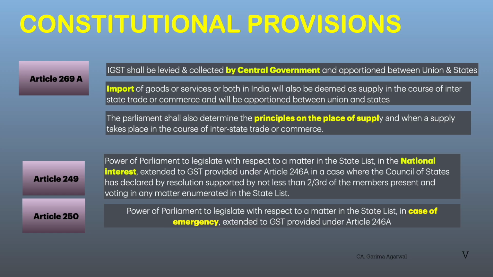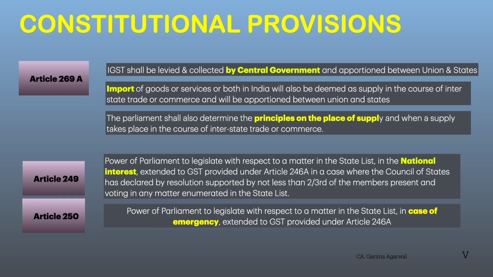Another important provision provided under this article was that imports are deemed interstate. So basically this article states that the supply of goods and services imported into India shall be deemed to be a supply in the course of interstate trade or commerce. But why does it matter? It actually allows the central government to levy IGST on imports. And why is this? Because imports are deemed interstate, IGST is levied along with the customs duty, that is the BCD.